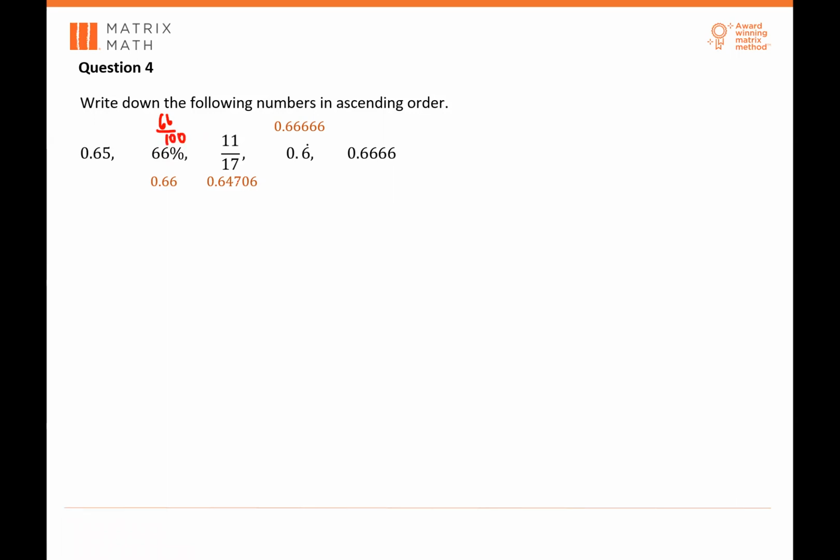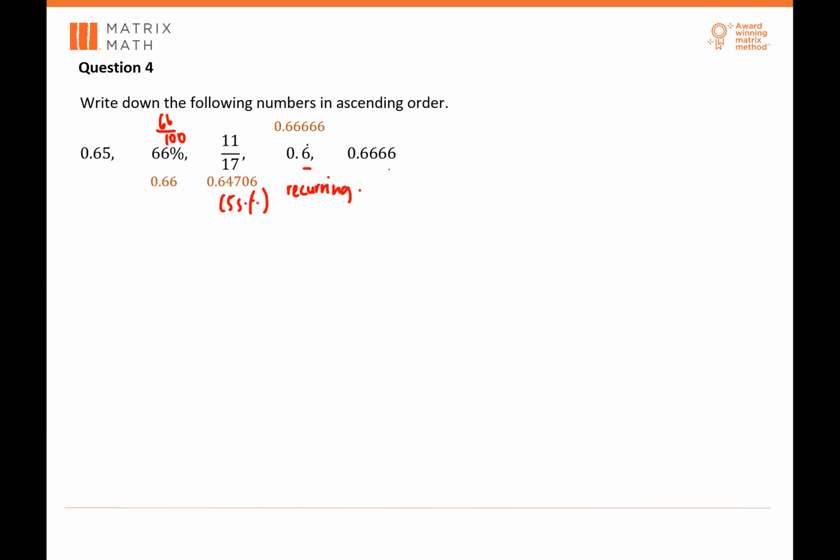The third one, 11 over 17. Again, you key this in your calculator and you get 0.64706. This is in 5 significant figures. And then the next is 0.6 with a dot at the top. We call this recurring, meaning it will go on and on. And finally, 0.6666. It stops at the fourth 6.